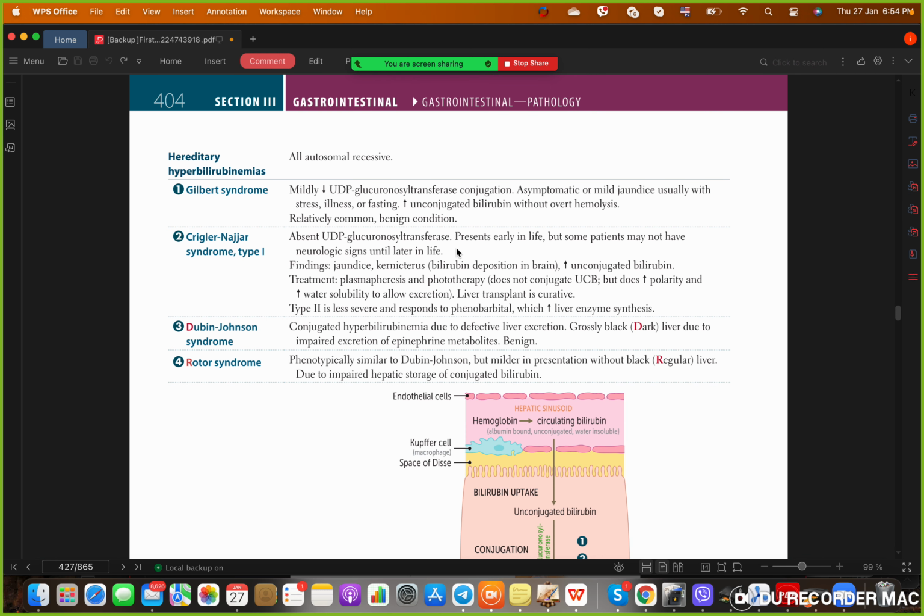Nice. Yes, it's zone 3. So asymptomatic or mild jaundice, usually with stress, illnesses, or also fasting. So these patients are generally normal. Can you tell me a stressful situation, a medically stressful situation? Of course, going to an exam is stressful, but what else? Something medically stressful for the patient.